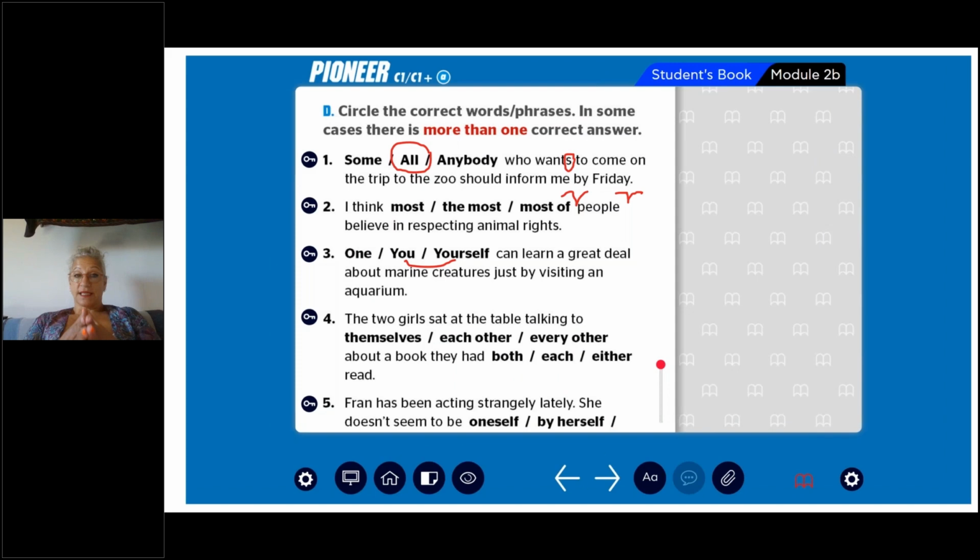When students get it wrong on the page, this is a wonderful opportunity to say, well, in this current form, it is anybody who wants to come. But why did you choose all? And what happens if we choose all? This is a really excellent example, because it's quite possible that the students heard all who want to come, all who want to, all who wish to, all who would like to.